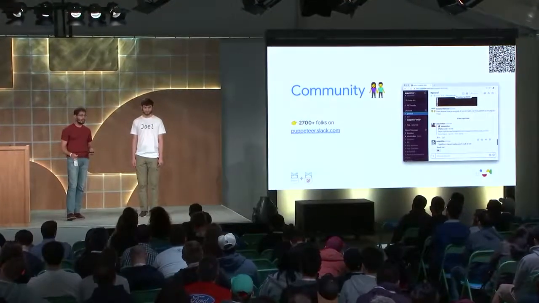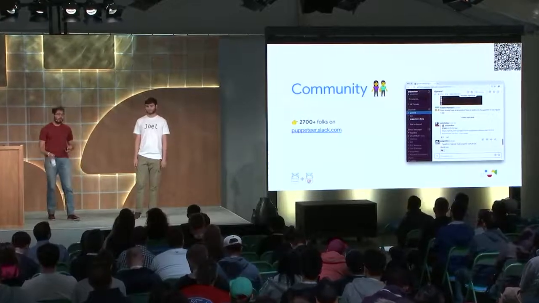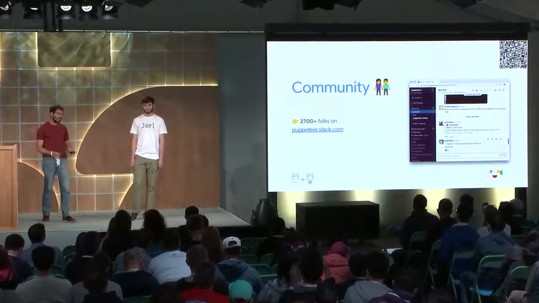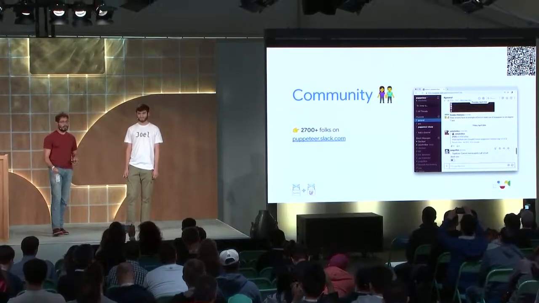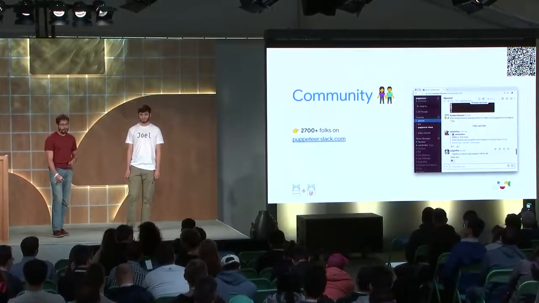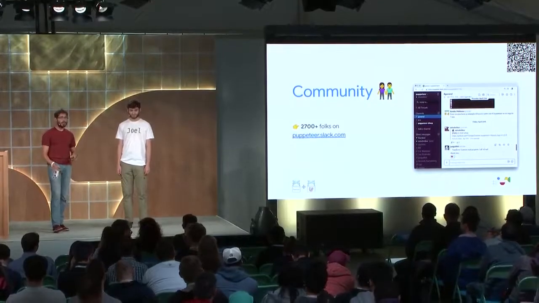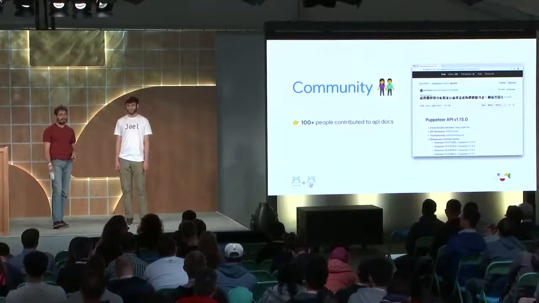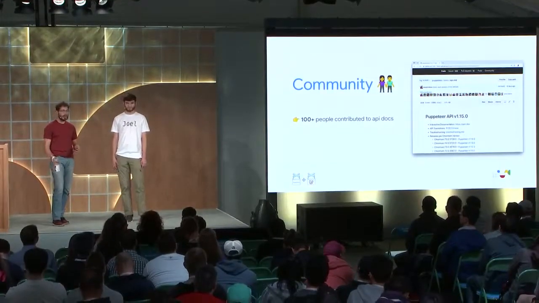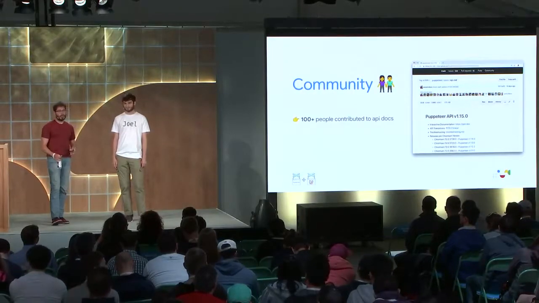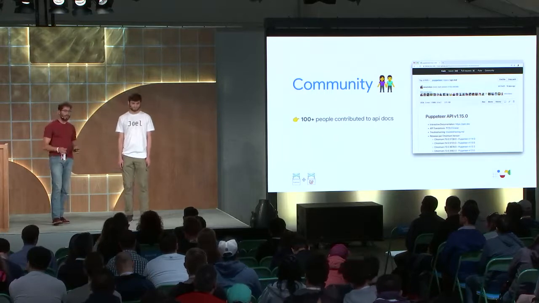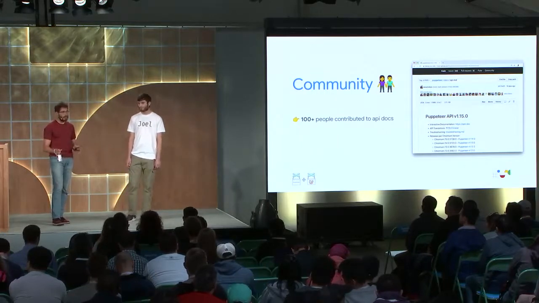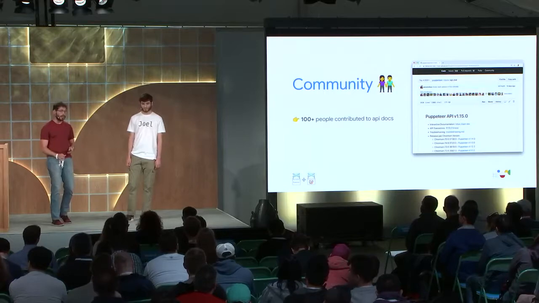But not only companies. There are many different people who use Puppeteer. So there is a Slack channel where thousands of people communicate with each other and help each other to solve questions related to Puppeteer. But the community not only talks about Puppeteer, but actually embraces and contributes to it. So more than 100 people have stepped up to help us maintain our API docs. So our API docs are really good quality. We have code snippets for all our API methods. Go check them out, really cool stuff. All thanks to the community.